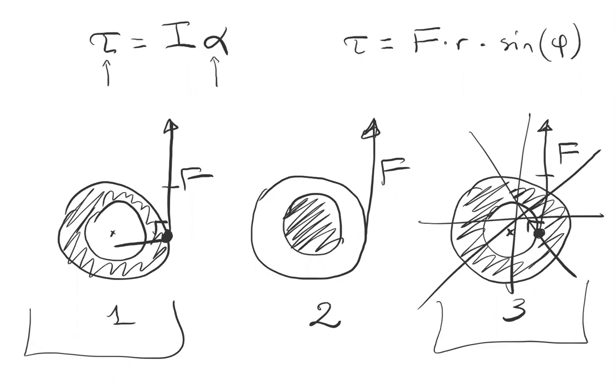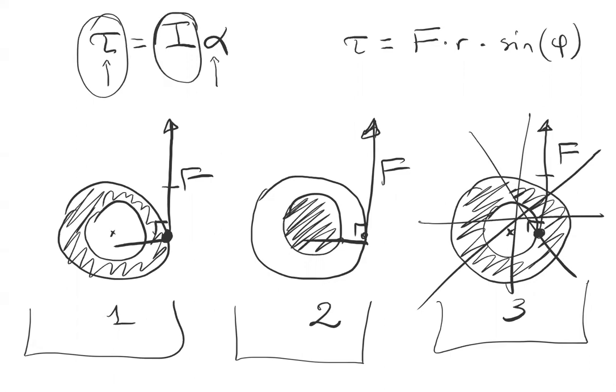Now let's look at disk 1 versus disk 2. In this case, I have the same force, the same angle, the same distance. So I have the same torque. But the difference here is in the moment of inertia. If you have high moment of inertia, you are more difficult to rotate, and the other way around. And here, even though we don't have exact formulas and numbers, it's easy to guess which disk will have higher moment of inertia.